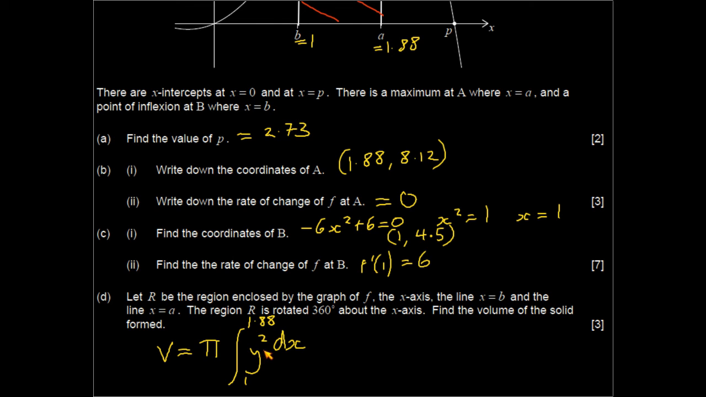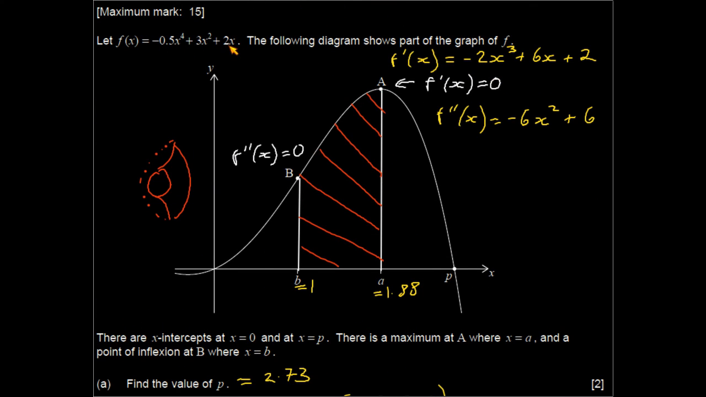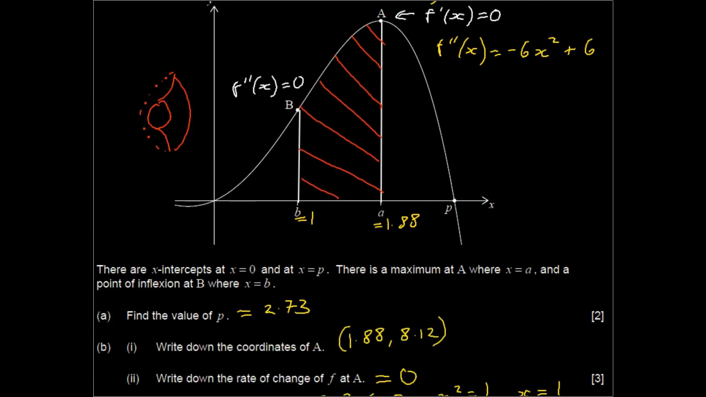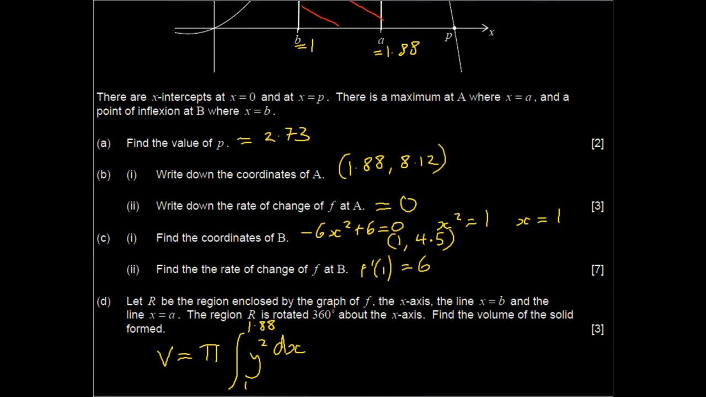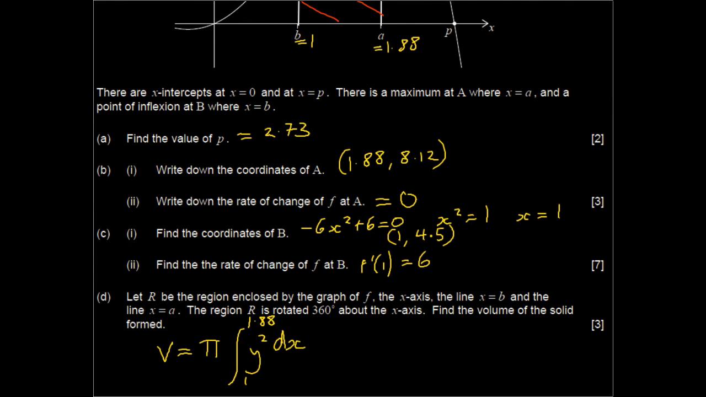So I've got y squared here to integrate with respect to x and multiply by pi. So I can just put that into the calculator. I don't need to work out what y squared is. I can just put this function here and then square it, and then evaluate that integral. So what you can do is stick that into your graphical calculator. I've stuck it into Wolfram Alpha here. So this is my integral between 1.88 and 1, pi times the function y squared dx, and that gives me 129. So the answer for this is 129.